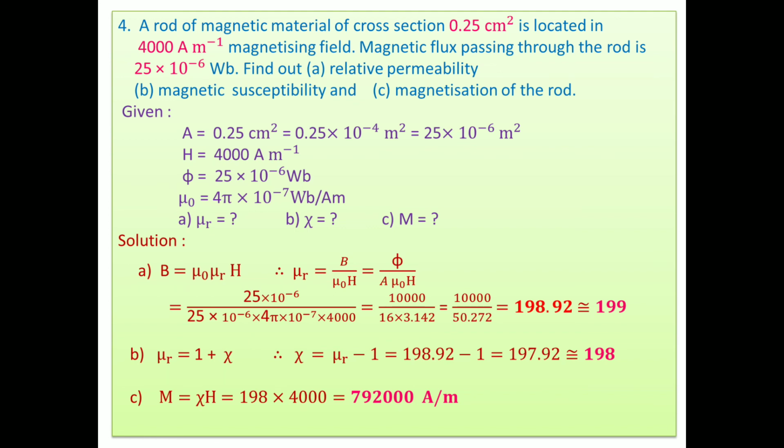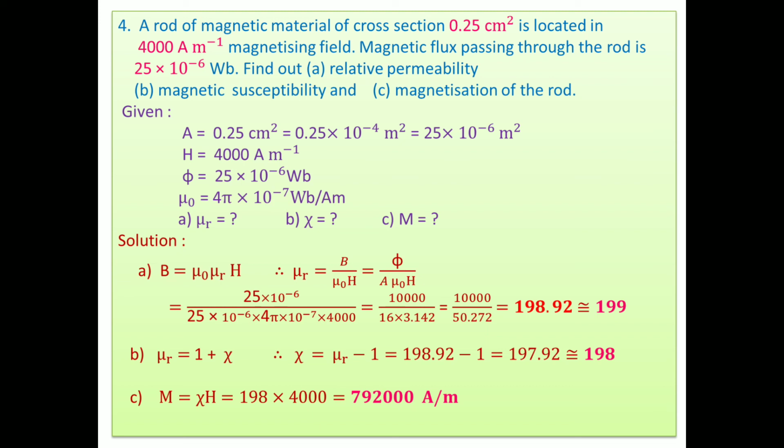Thereafter, we go through another numerical. A rod of magnetic material of cross section 0.25 square centimeter is located in a 4000 ampere per meter magnetizing field. The magnetic flux passing through the rod is 25 into 10 raised to minus 6 Weber. Find out the relative permeability, magnetic susceptibility and magnetization of the rod.